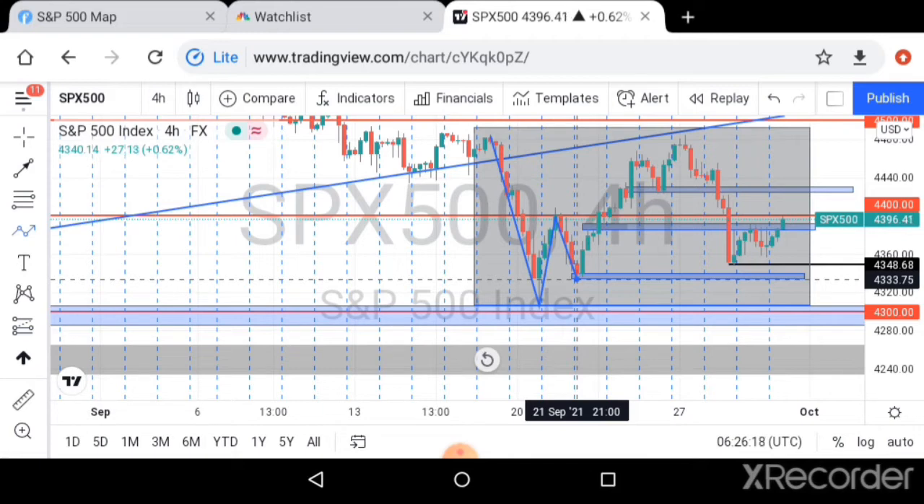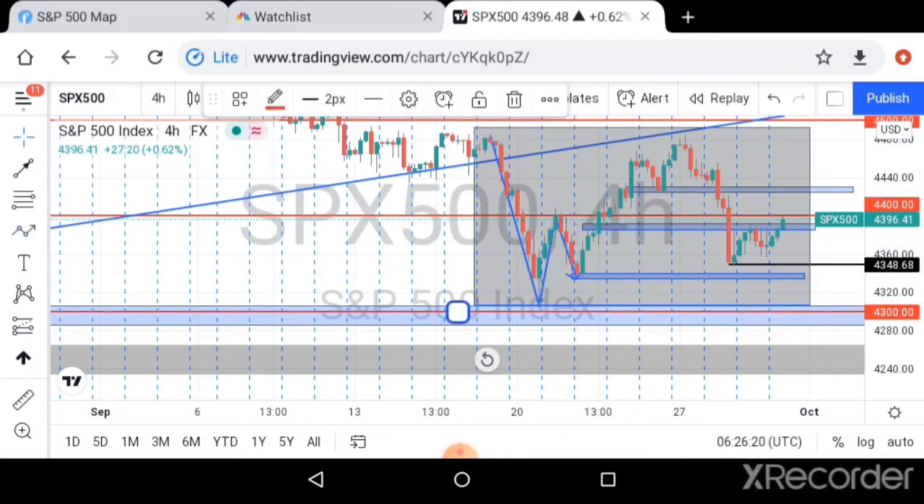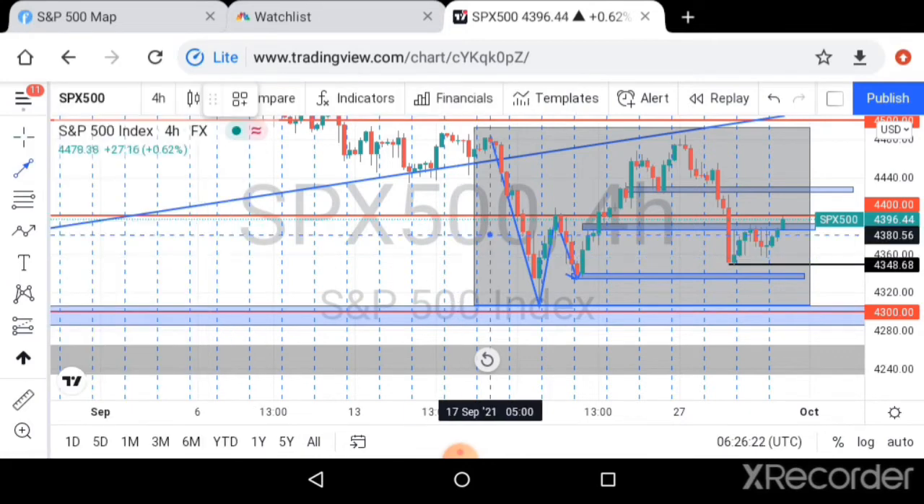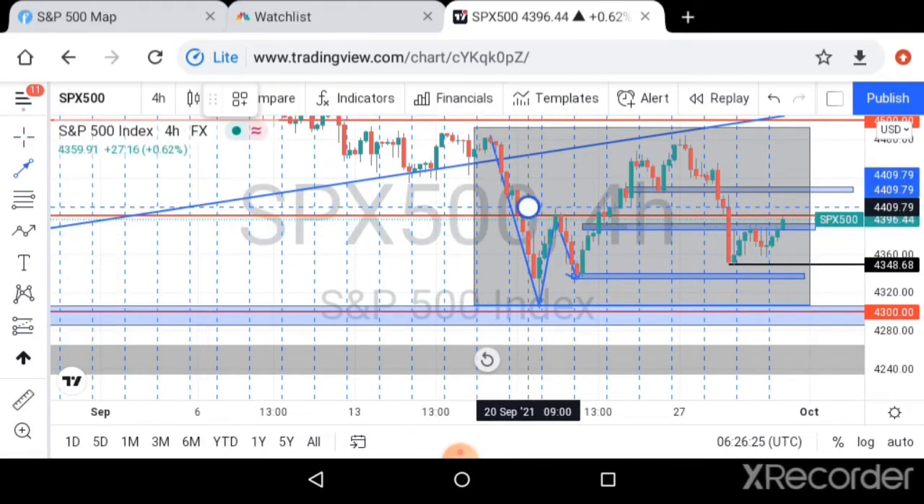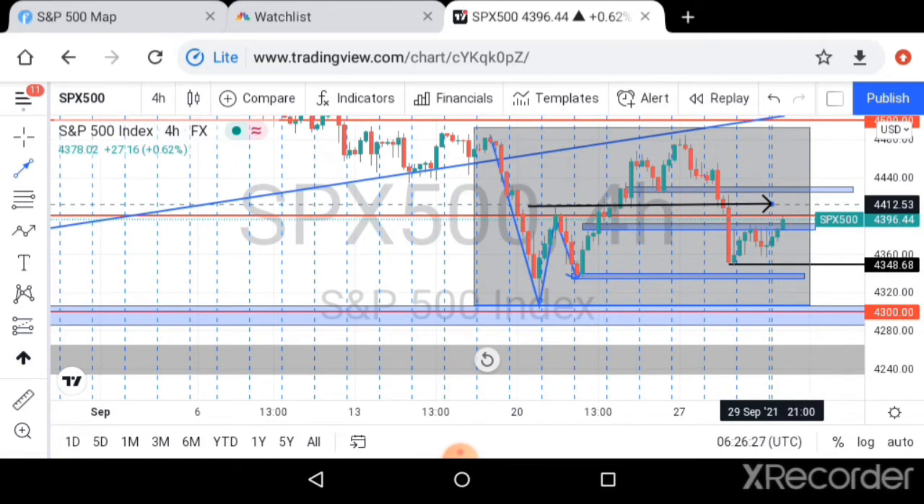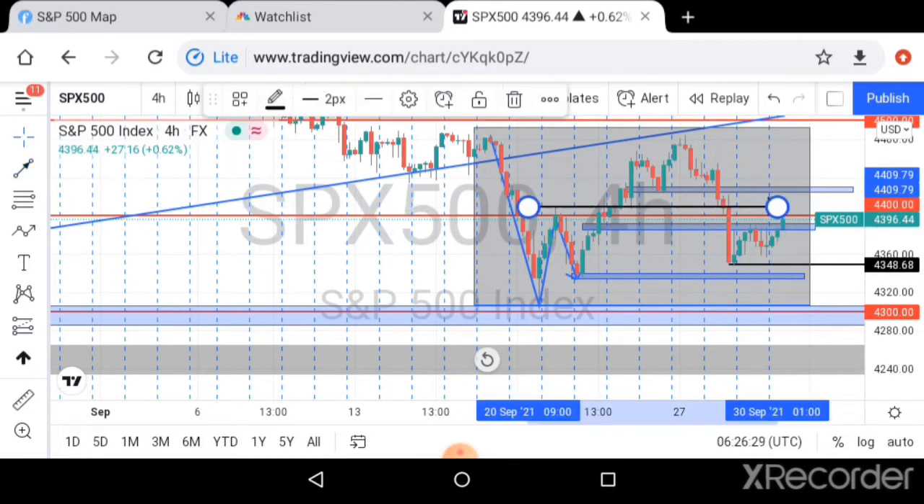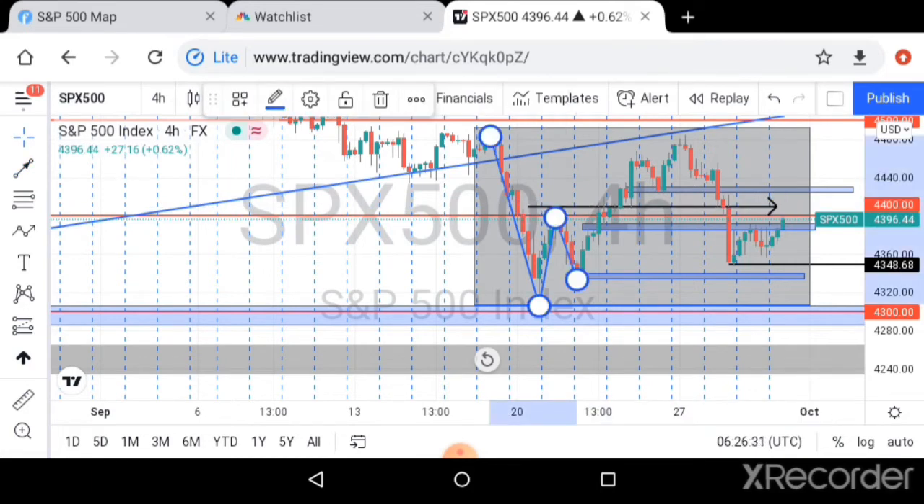Then where is your structure in this case? Your structure will be around here, the last pullback point. This will be your structure in this case. Let me just make this black so that it is more visible.